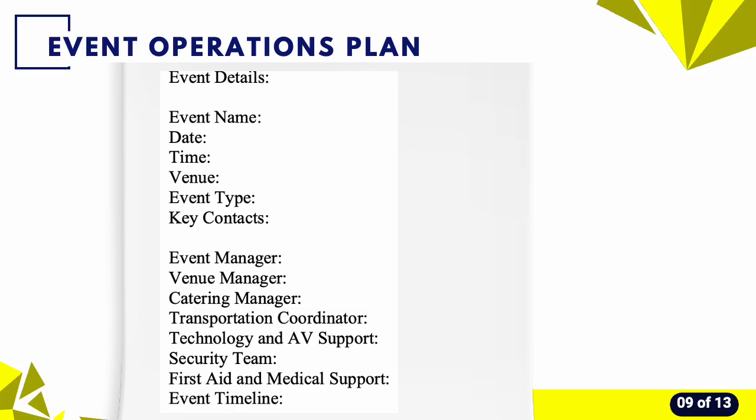So we have the event details: event name, date, time, venue, event type, key contacts, event manager, venue manager, catering manager, transportation coordinator, technology and AV support, security team, first aid and medical support, event timeline. So it is really important to take note of this. That's why we have this event operations plan.